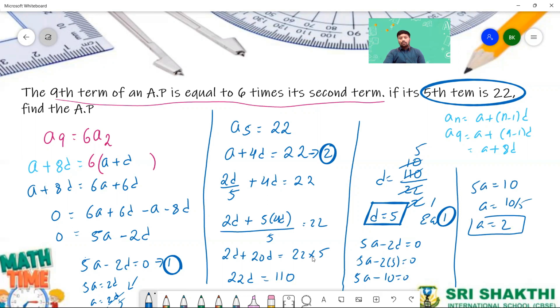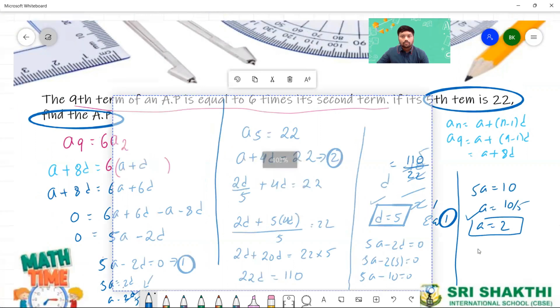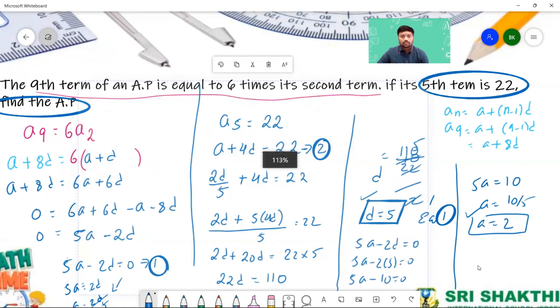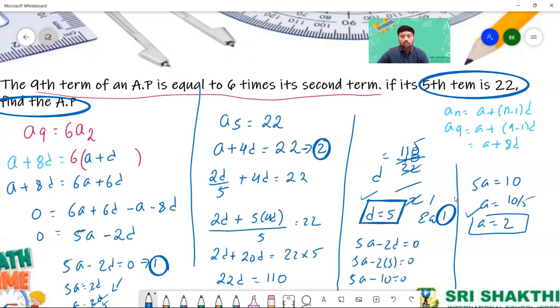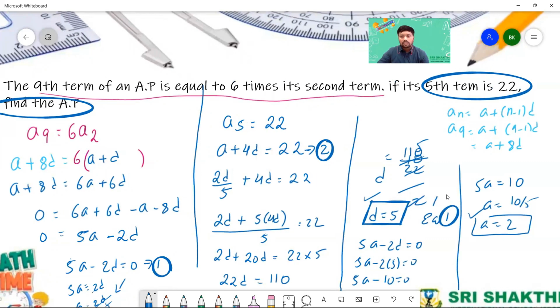So I got the first term and the common difference. What they are asking us to find is the arithmetic progression. Now I can find it. What is the arithmetic progression here, my dear students? The general form of an arithmetic progression is a, a plus d, a plus 2d. So we can write it as 2, 2 plus 5, and 2 plus 2 into 5. We can write it as 2, 7, 12, and so on. So this is our arithmetic progression, my dear students.